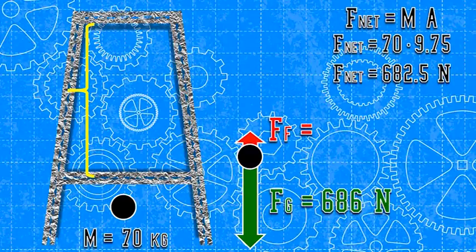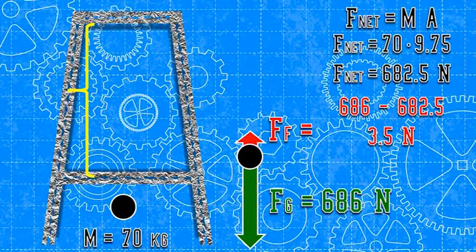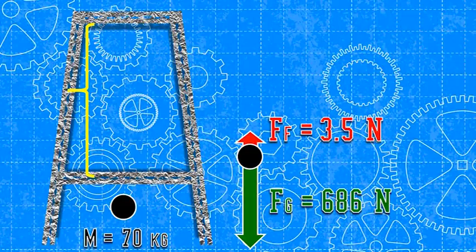In this case, because we know we're accelerating downward, we're speeding up downward, we are going to have a smaller force upward, a bigger force downward. So I'm going to take 686 minus 682.5, and that tells me 3.5 newtons. There is 3.5 newtons of drag caused by air resistance. That's what causes the smaller acceleration.